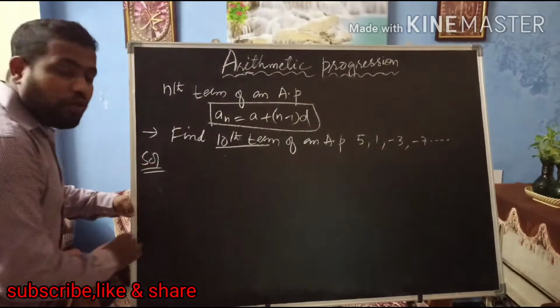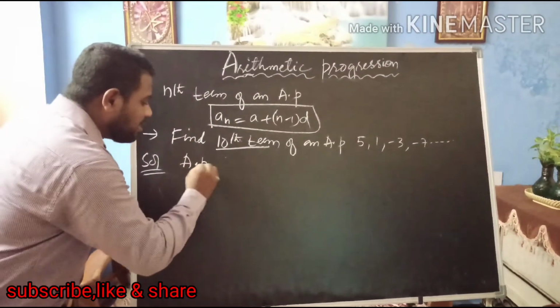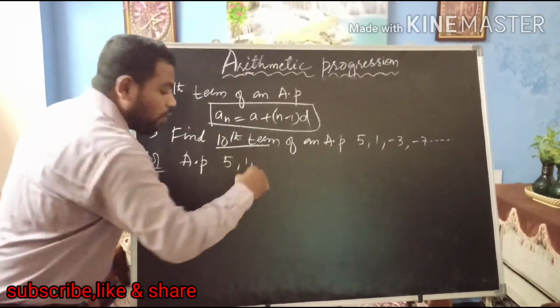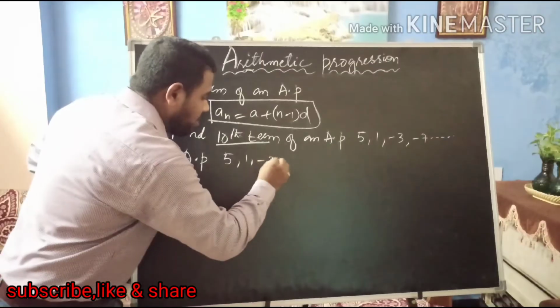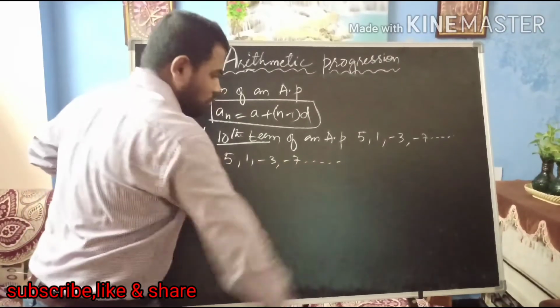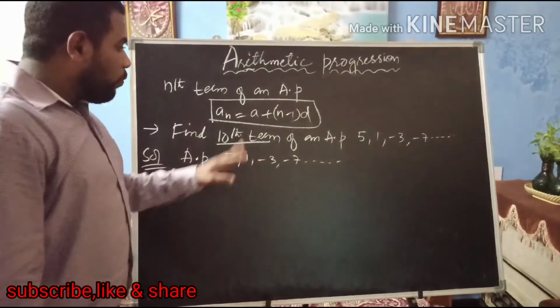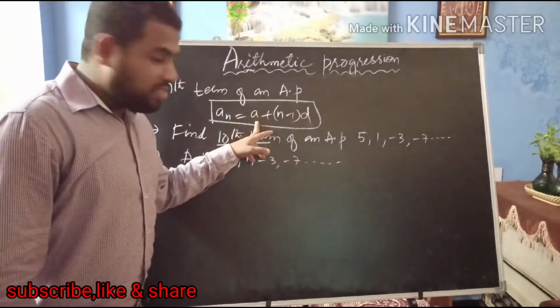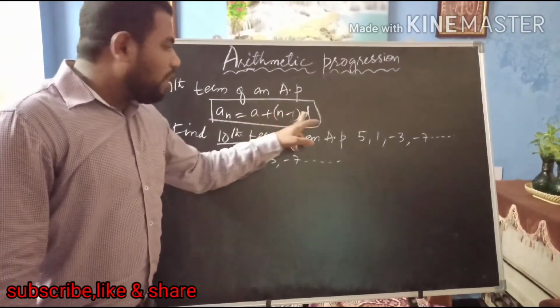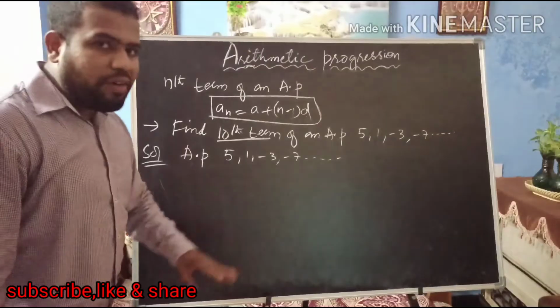First, I am just going to write the series here. The given series is 5, 1, minus 3, minus 7, and so on. Here in the formula, we need a, that is the first term, and the common difference. These two are really very important to know, and we know how to find them.